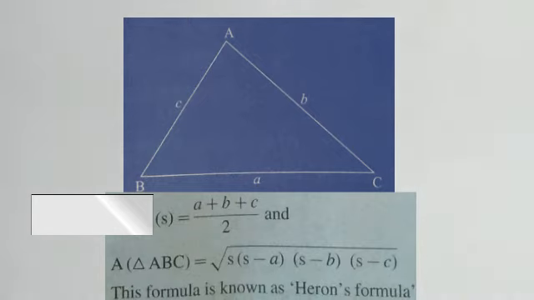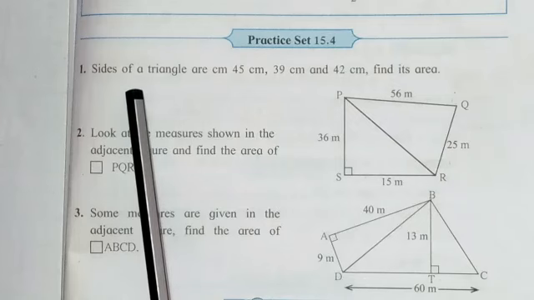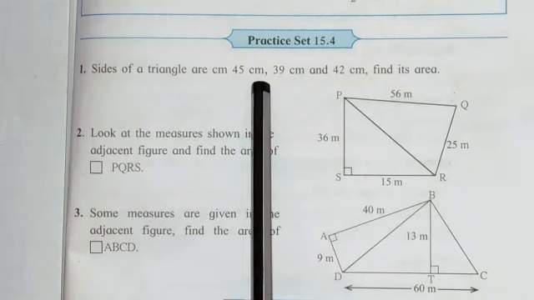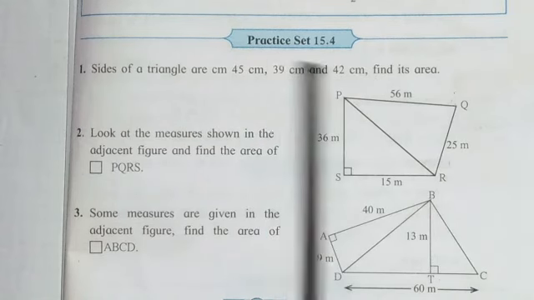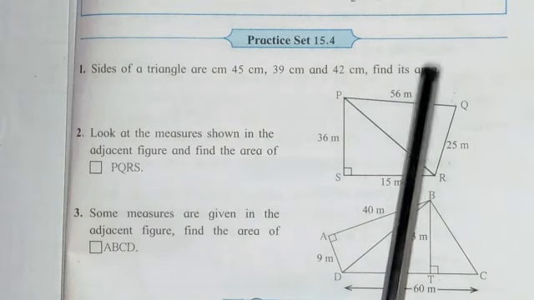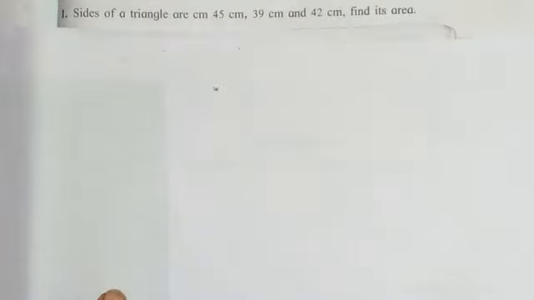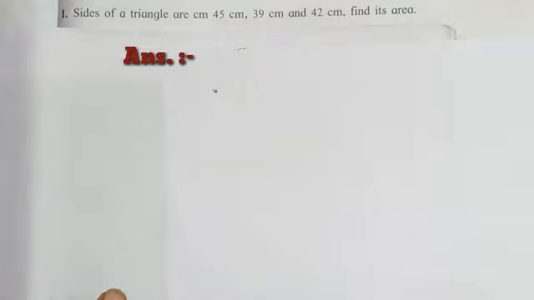Got it students? So by using this formula, we are going to solve a few sums from practice set number 15.4. Let's go ahead. Let's see the first question from practice set number 15.4. Here the sides of the triangle are given, that is 45 centimeter, 39 centimeter and 42 centimeter. On the basis of this information, we have to find the area by using the second formula. Let's solve it. Students, here we can assume these three measurements are the three sides of the triangle.